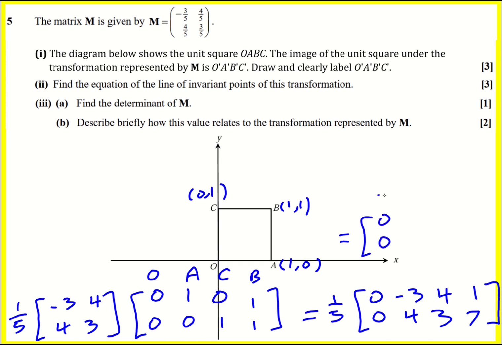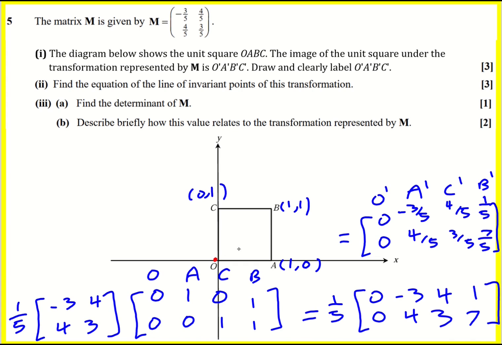So that will become (0, 0) for where the origin's gone, it's not gone anywhere. Then minus 3 fifths and 4 fifths. That is going to be my coordinate A dash. 4 fifths and 3 fifths for C dash. 1 fifth and 7 fifths for B dash. I can write on those coordinates. I think I'll draw them on the graph and then label them as their coordinates.